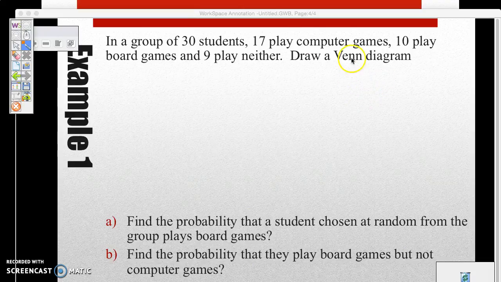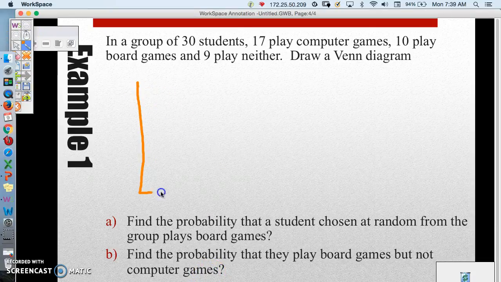And this is where it's kind of nice. When you look at these probability questions with all these words, it's tough to figure out: we have 30 students, 17 play computer games, 10 play board games, 9 play either. Find the probability that a student plays a board game. Well, that one's pretty easy, but if you had play a board game but not computer games, that's a little difficult to figure out. But this Venn diagram makes it really easy.